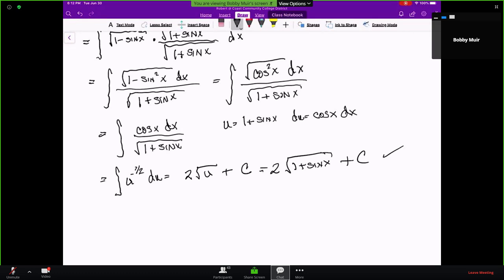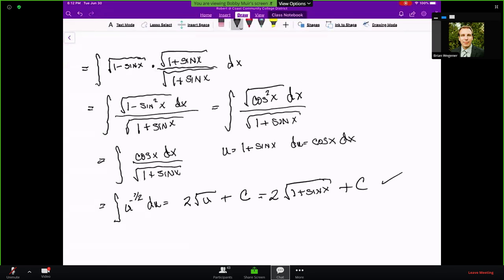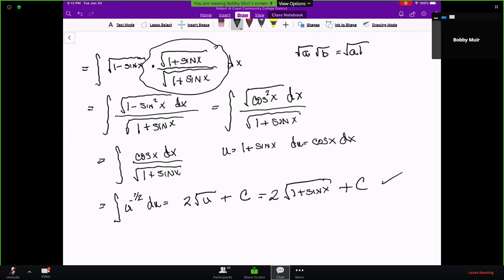Okay. Any questions on how I did all that? No, I'm still catching up though. The step where you multiply the 1 plus sine over 1 plus sine. Multiplication will cancel the square root? No, because it's not the same quantity. The square root of A times the square root of B is the square root of A times B. The exponent rules work as well there. Okay. Oh, okay. Thank you. Yeah. And what's the second method? That one was pretty easy.